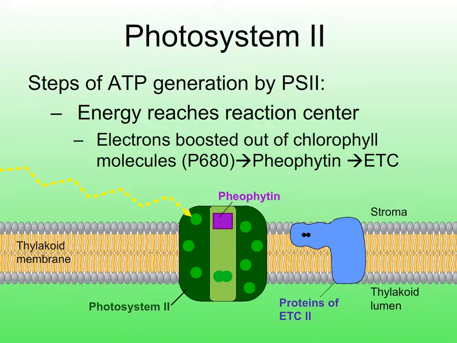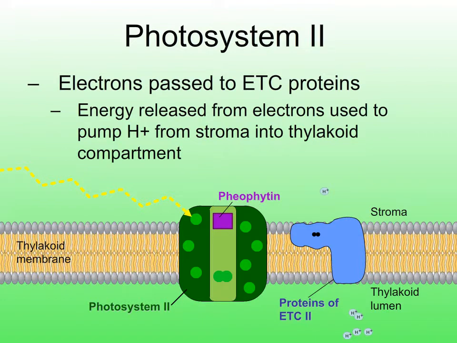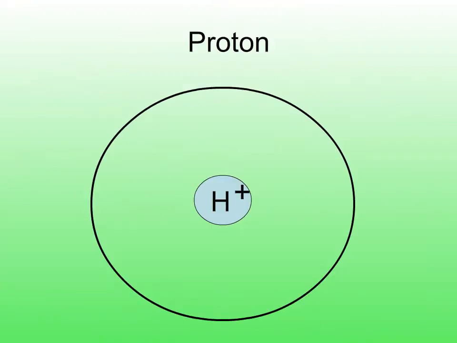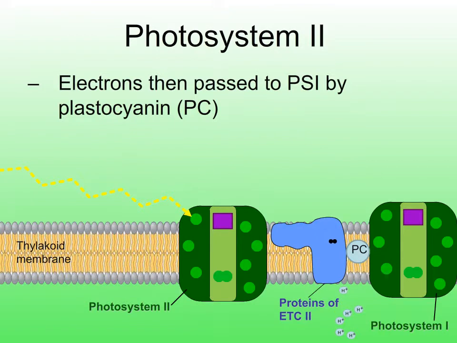This ETC, like the one found in cellular respiration, contains cytochrome C. The ETC uses the energy in these electrons to pump protons from the stroma into the thylakoid. Remember, protons are hydrogen atoms with an electron removed. After this, the low-energy electrons are transferred to a molecule called plastocyanin, which puts them into the reaction center of PS1. We will see what PS1 does in a little bit, but let's see what happens to those protons first.